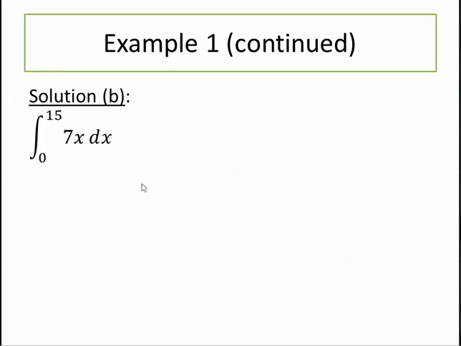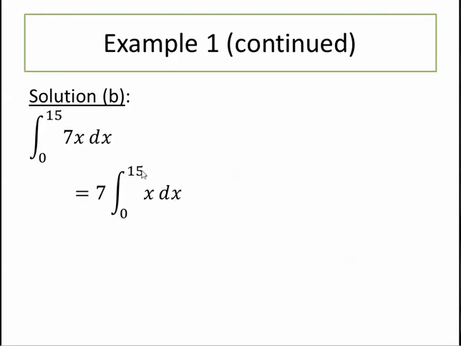For our second problem, we're looking at the integral from 0 to 15 of 7x dx. What we have here is a constant 7 multiplying the function x. So we had a property that said we could pull a constant outside of the integral sign. So this becomes 7 times the integral from 0 to 15 of x dx.